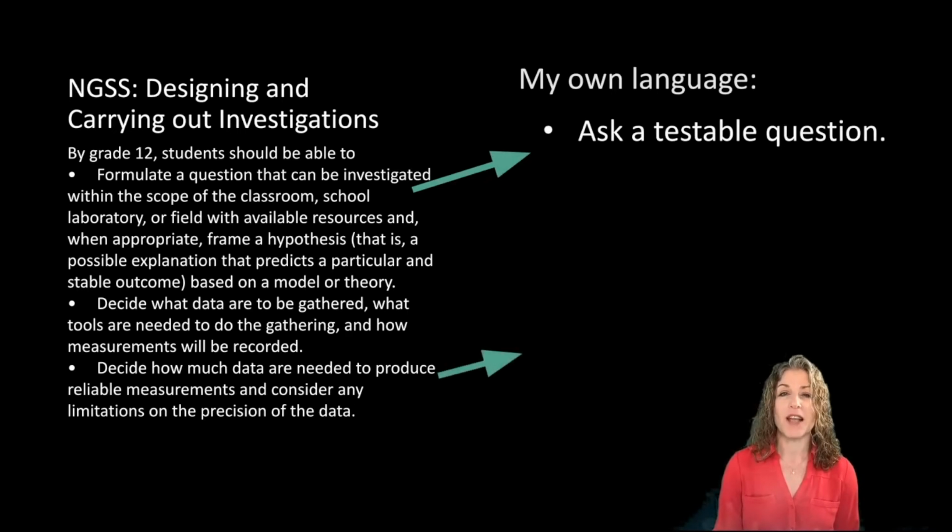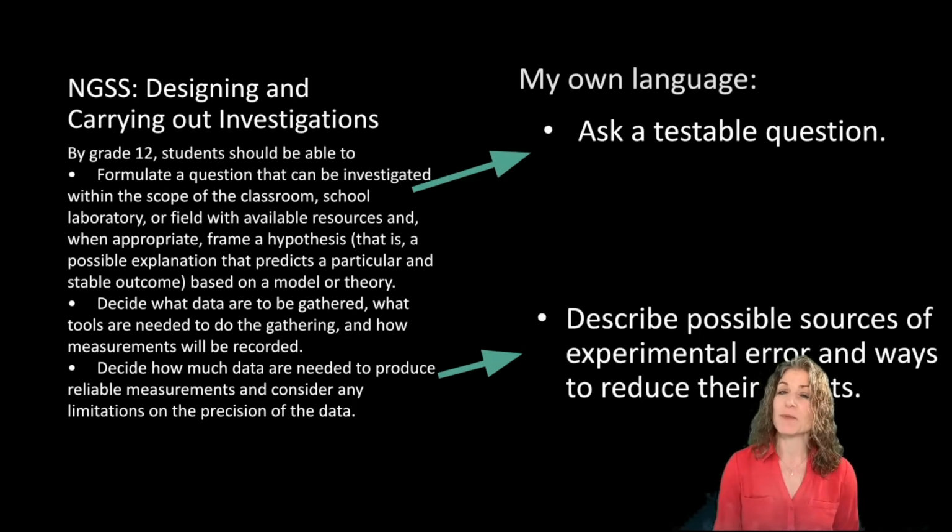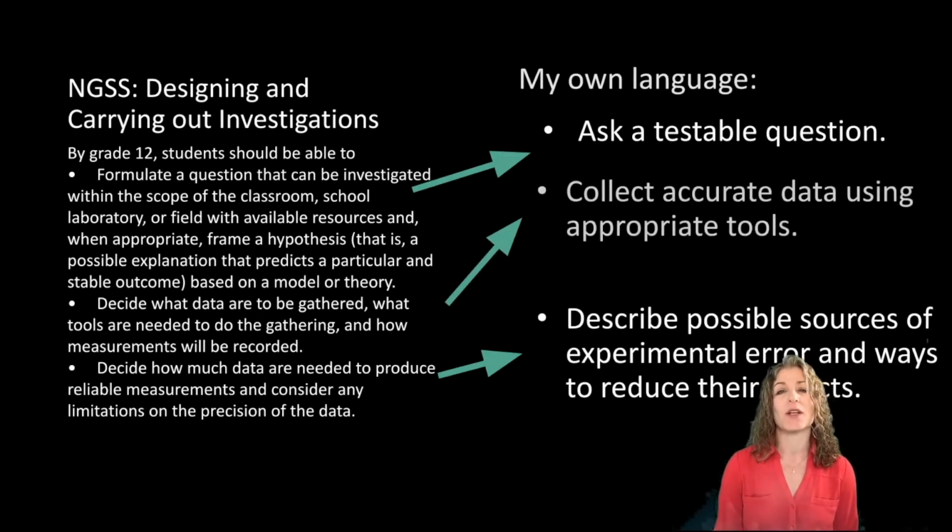Instead of how much data are needed to produce reliable measurements and consider the limitations on the precision of the data, I wrote, describe possible sources of experimental error and ways to reduce their effects. Instead of decide what data need to be gathered, what tools are needed to do the gathering, and how measurements will be recorded, I wrote, collect accurate data using appropriate tools.